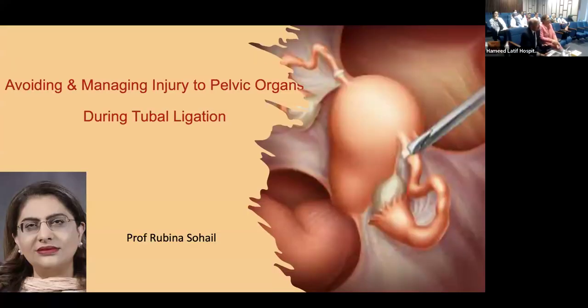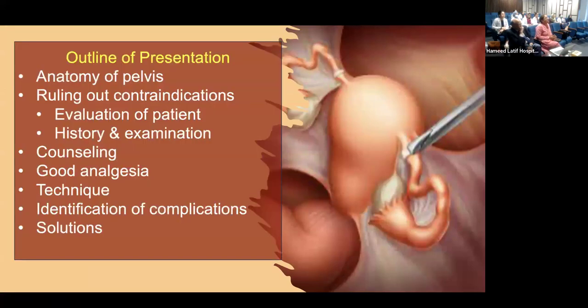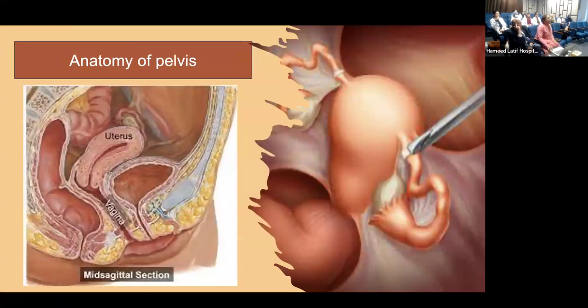So I'm just going to talk to you a little bit about how to avoid and manage injury to the pelvic organs during tubal ligation. Once I go through the presentation, you will realize that this is related to what Professor Farrukh Zaman was talking about, and a lot of the anatomy that he has highlighted regarding the anterior abdominal wall needs to be understood when we are talking about injury during tubal ligation. I will omit the anatomy of the pelvis, but we'll touch on it, then ruling out the contraindications of the procedure, counseling, good analgesia, technique of the procedure, and identification of complications and what to do if you've got a problem.